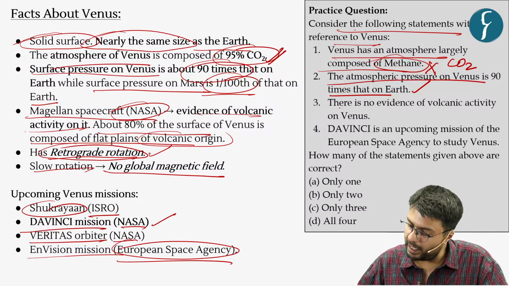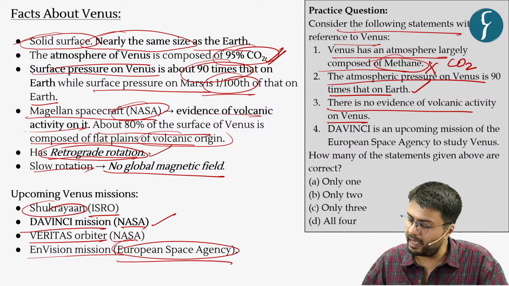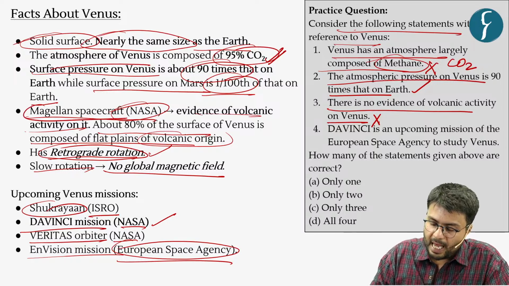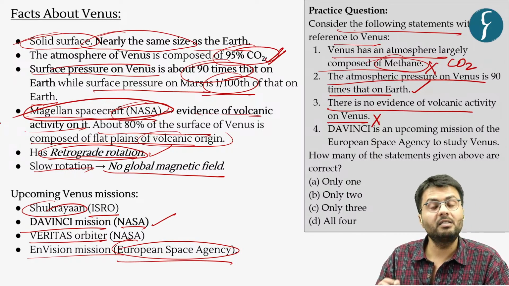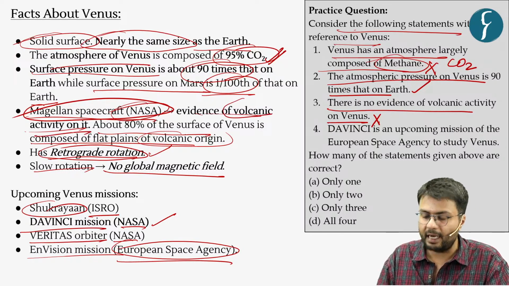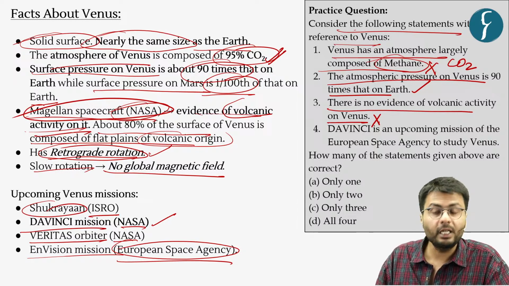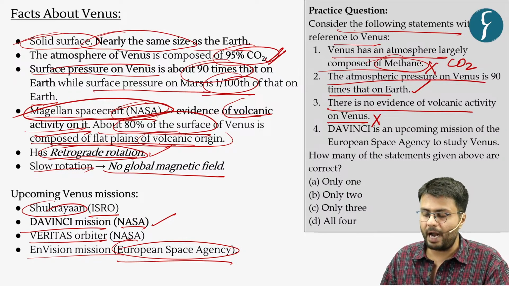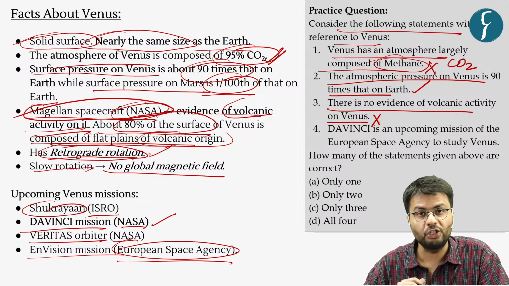Whereas the third statement, there is no evidence of volcanic activity in Venus, which again is incorrect because the Magellan spacecraft of NASA has discovered the evidence of volcanic activity. And because of volcanic activity, 80% of Venus's surface is composed of flat plains which are of volcanic origin.